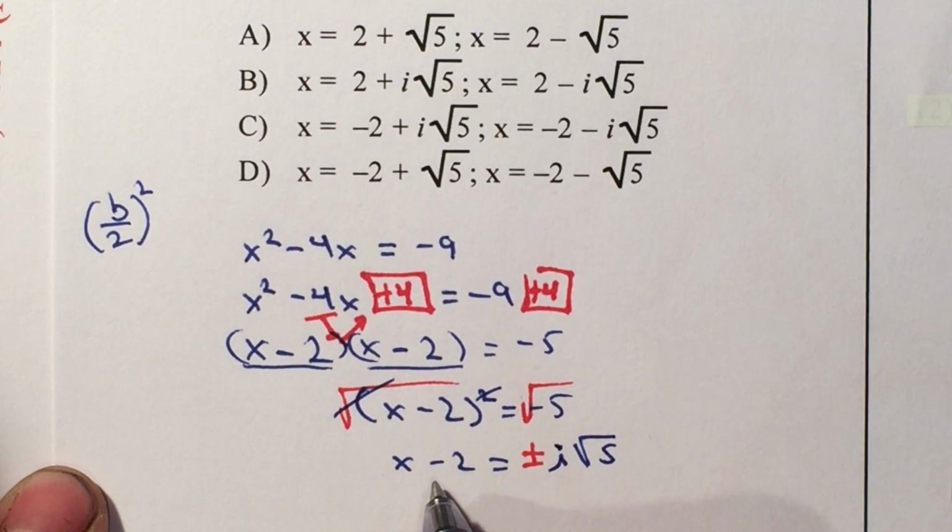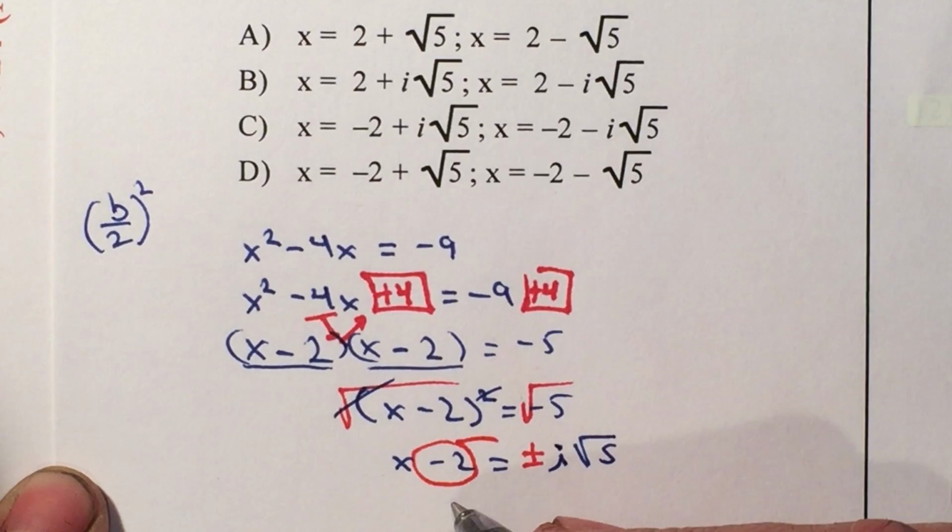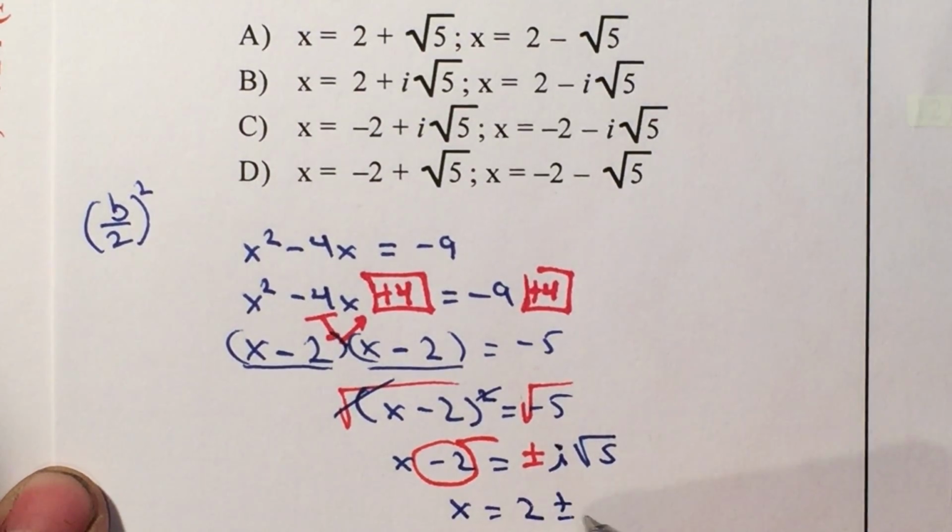I need to leave the x by itself since I'm solving for x. So I'm going to move the 2 to the right, and it becomes a positive 2. So x is equal to 2 plus or minus i square root of 5.